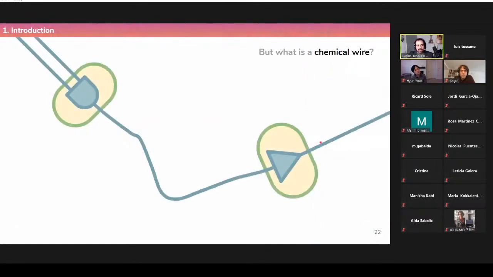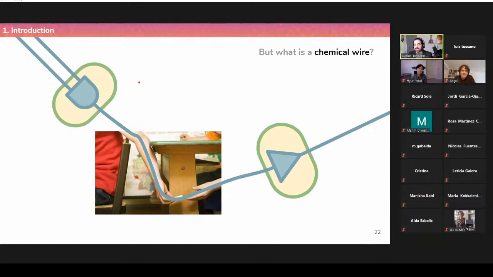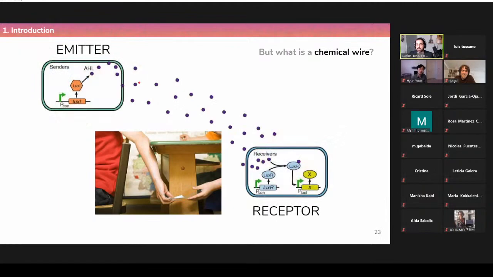A chemical wire is an entity that we will discuss that is based on diffusible chemical signals in the media, that makes one of these strains behave as an emitter of the signal, and another strain act as the receptor of the message of the signal. And this has been commonly implemented using quorum sensing systems from gram-negative bacteria.